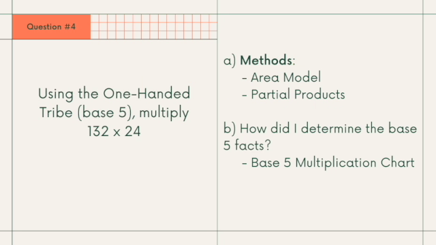For the final question of the AMT, I will be using the one-handed tribe, they're coming to visit, also known as base 5, to multiply 132 times 24. The methods that I will be using are the area model and partial products. And to answer the second part of this problem, how did I determine the base 5 facts? I did use a base 5 multiplication chart that I made to help me visualize and get my facts organized.